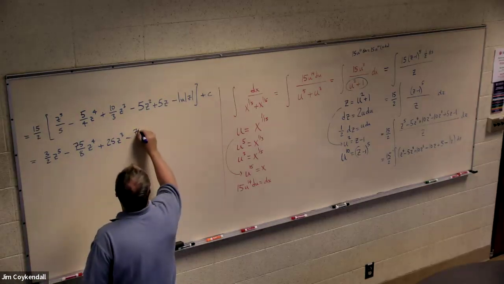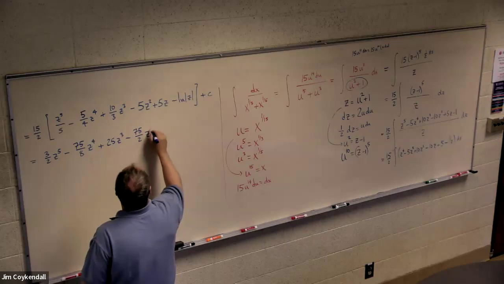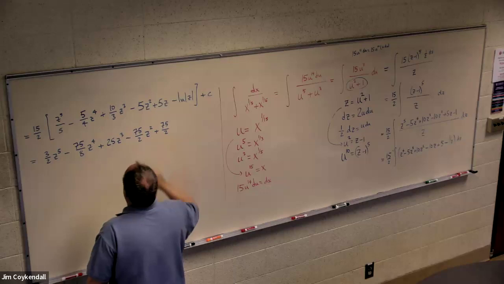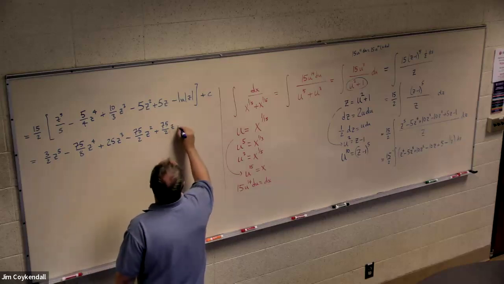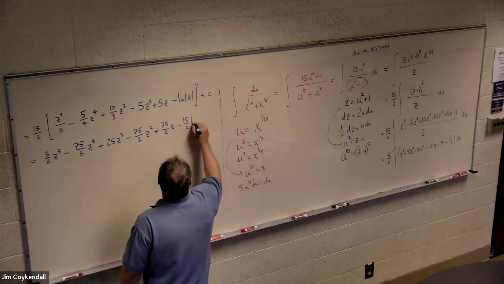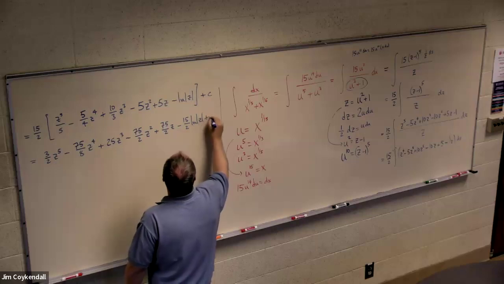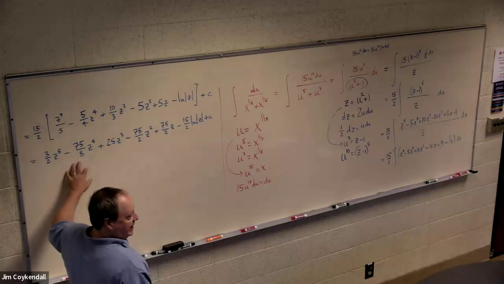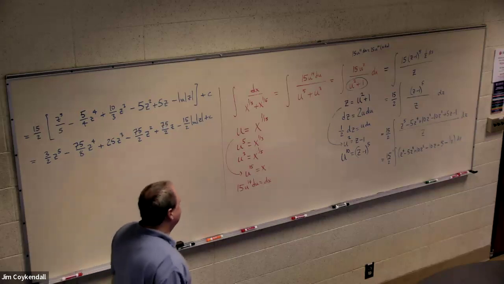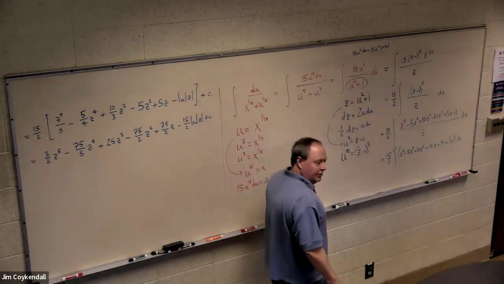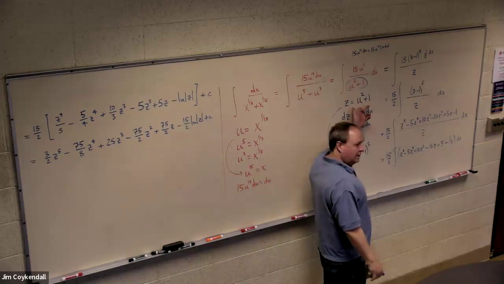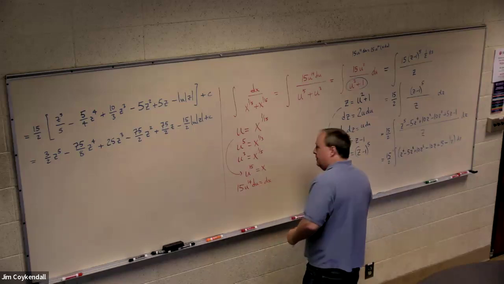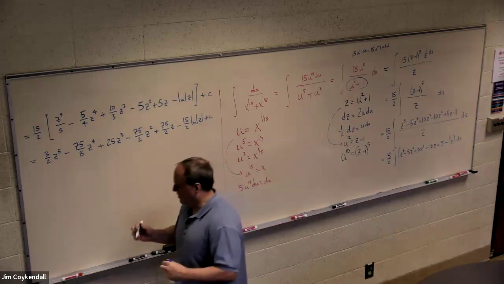75 halves z squared, 75 halves z, times 15 halves natural log absolute value, let's see. This is the answer, but it's in terms of z, and we want it in terms of the original variable. So let's go back here. What do we see? It's u squared, right, it's u squared plus 1. So where I see the z, I'm going to put that in.